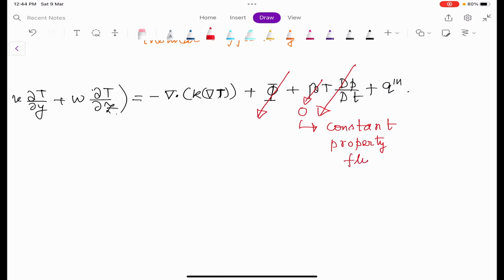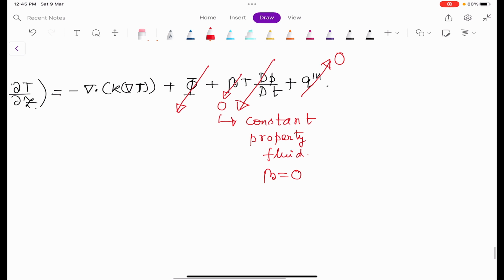So if you have forgotten, then beta is isothermal compressibility. So it will be a function of the change in density. Because I have considered the constant property fluid, that is why beta is 0, because the density will not change and we are not considering any heat generation. So no heat generation, constant property fluid.